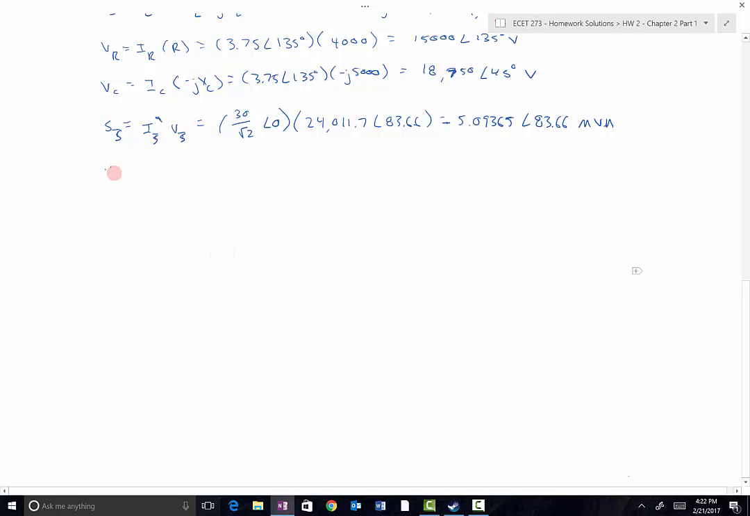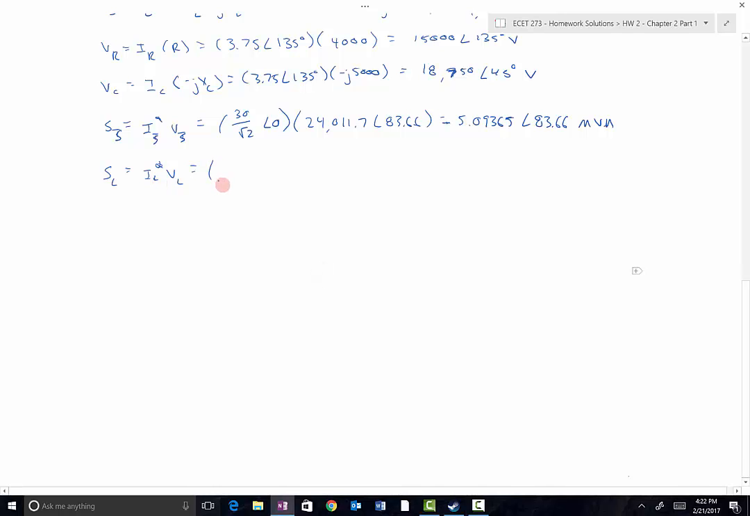Okay, so now let's move on to the apparent power absorbed by the inductor. We're going to use that same formula, IL star times VL. There are other ways to do that. You could use the magnitude of the current times the impedance, or the magnitude of the current squared times the impedance. We also happen to know the voltage now, so we could have used the magnitude of the voltage squared over the impedance. But I know both voltage and current, so I'm going to use the complex conjugate of current times the voltage.